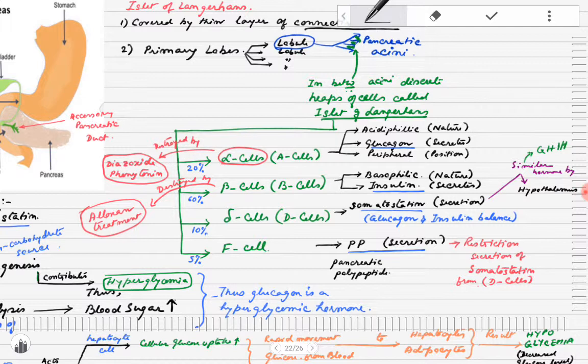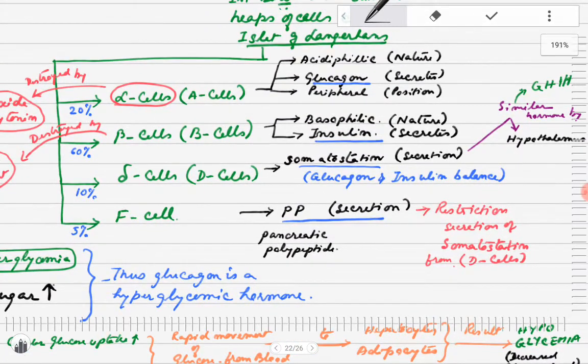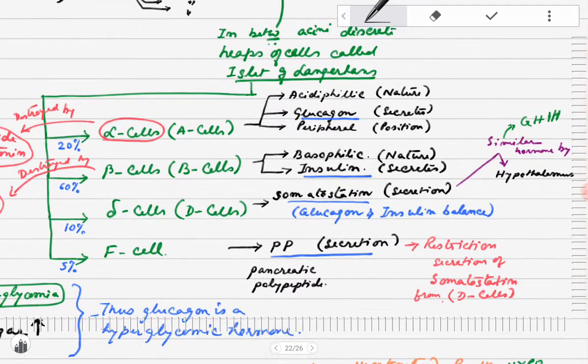Now these alpha cells are acidophilic in nature, and they secrete glucagon, and their position is in the peripheral side. And beta cells are basophilic in nature, they secrete insulin. And delta cells, the secretion is known as somatostatin, and the work of this hormone somatostatin is the balance of glucagon and insulin.